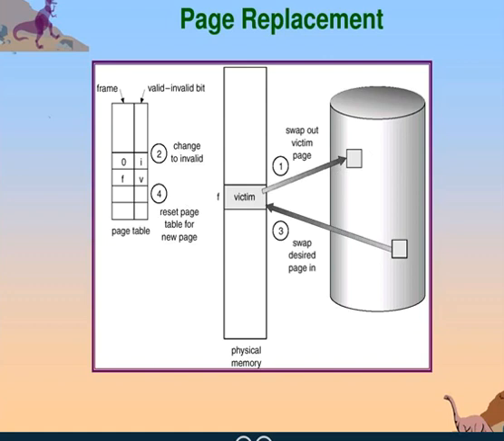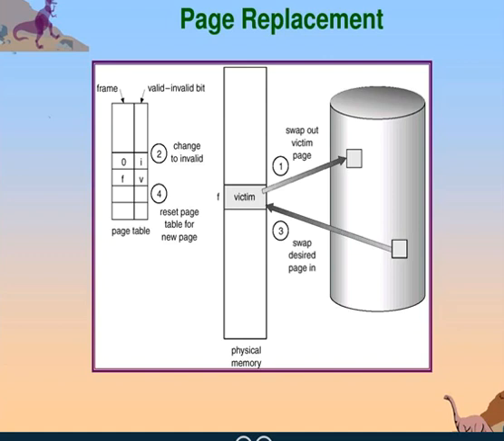If no frames are free, then what is going to happen? Two page transfers, one out and one in, are required. This situation effectively doubles the page fault service time and increases the effective access time accordingly. We can reduce this overhead by using a modify bit, also called a dirty bit.